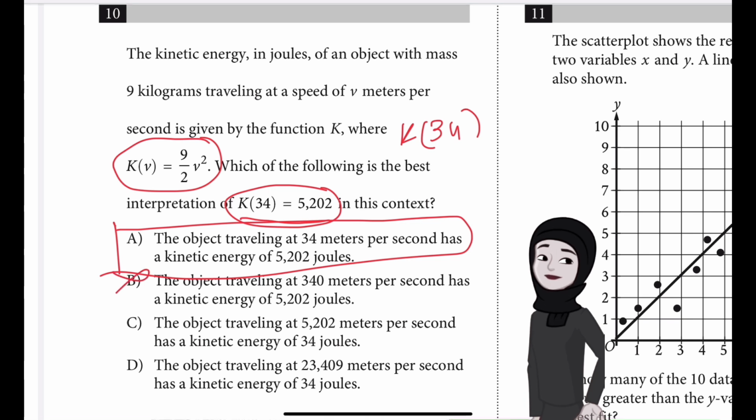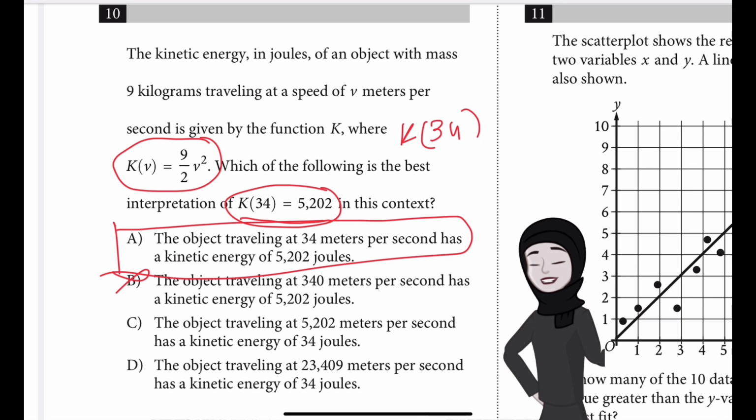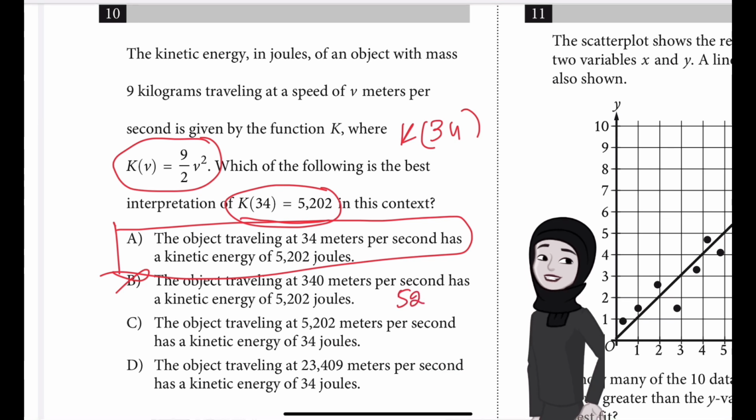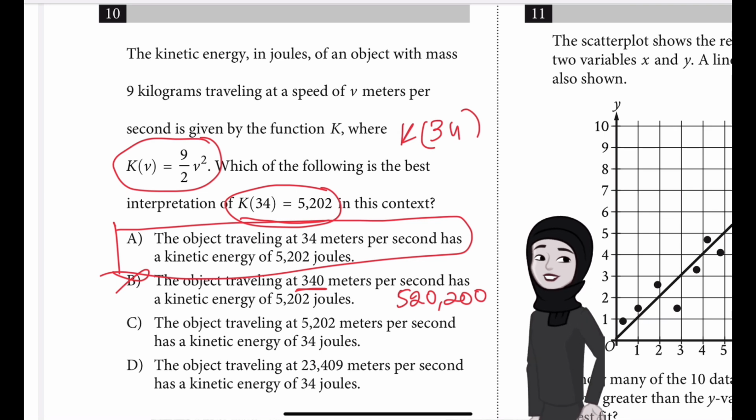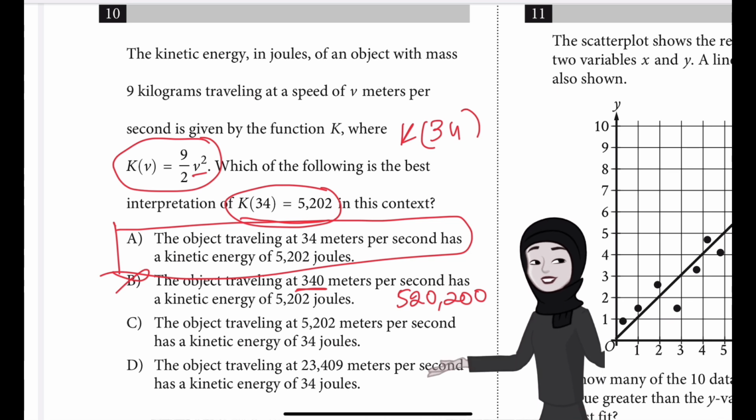And why is B incorrect? Because this one says the object traveling at 340 meters per second has a kinetic energy of 5202 joules. So the object traveling at 340 meters per second will have, if you calculate the kinetic energy, 520,200 joules. So the input itself has changed. So the output will involve v squared, so we'll get a bigger number. Okay, so that is not correct.